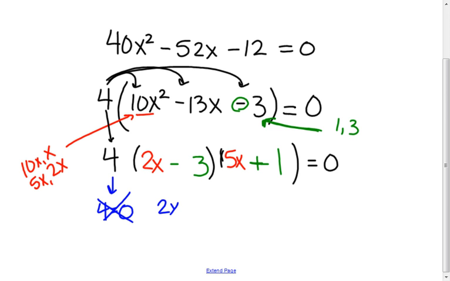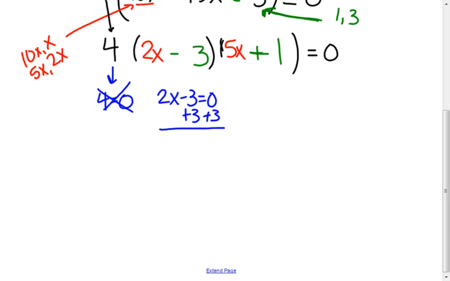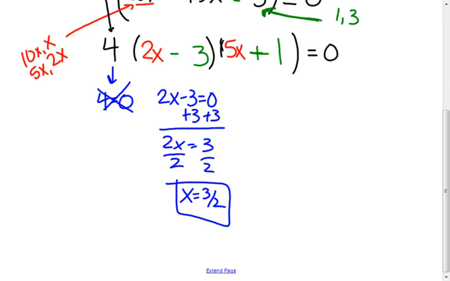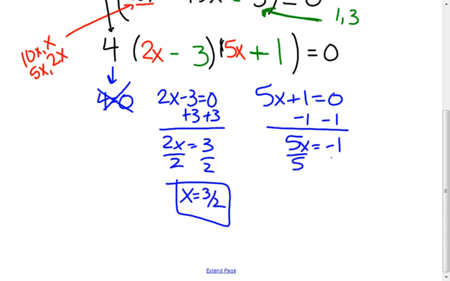Here, 2x minus 3 equals 0, so I will add 3 and divide by 2, and x will be 3 halves. And on the other one, 5x plus 1 equals 0, I will subtract 1 and then divide by 5. And x will be negative 1/5.